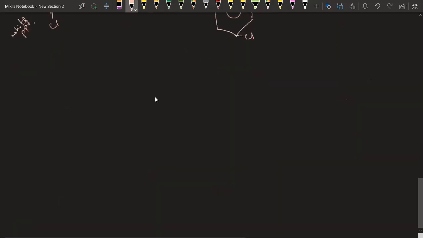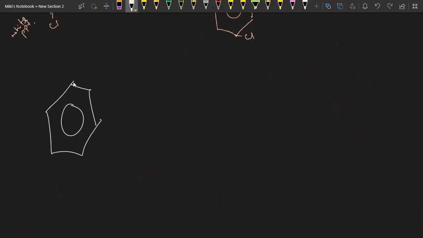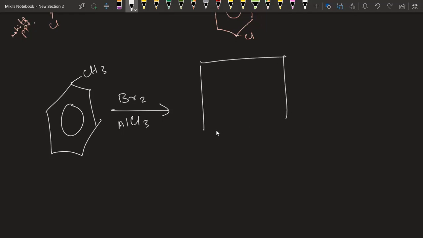Now let's move on to our next example. Let's say we have been given here a CH3 molecule. We are adding with it Br2 and AlCl3. Now when this is reacted, this is the product we are getting.